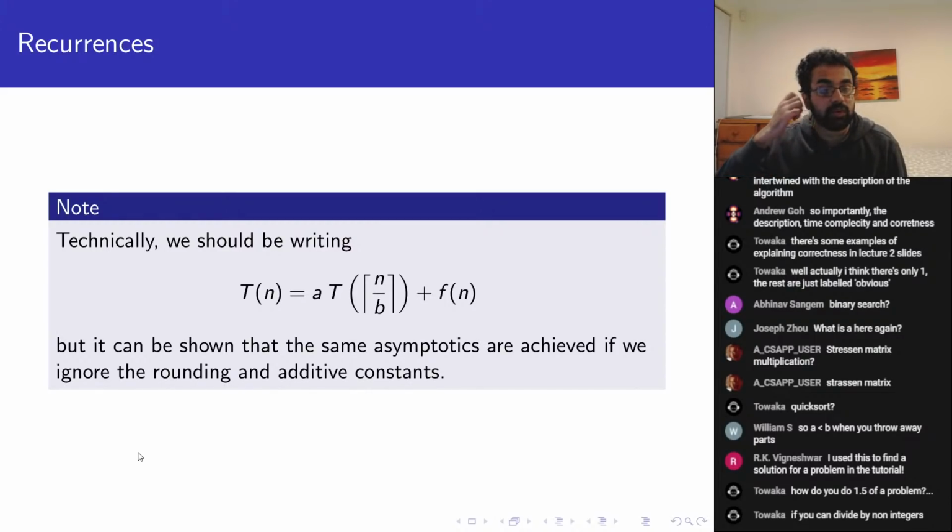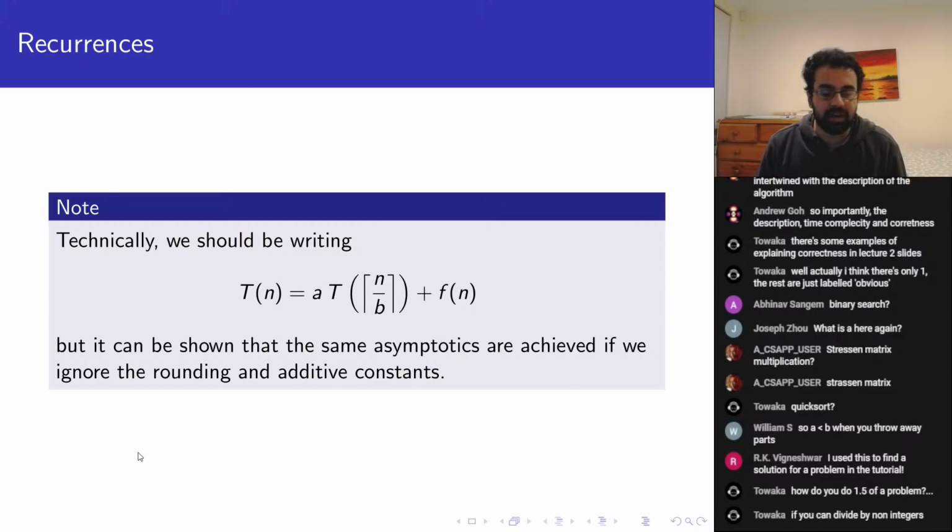We can safely ignore rounding and any additive constants. So n over b plus c, we don't care about the c. It's not going to make a difference. Okay, we're not doing 1.5 of a problem. 1.5 of a problem would be doing 1.5 many problems of the same size. So taking a equals 1.5 doesn't make sense. A has to be an integer. But we can do problems of size, not 1.5, but rounded up.